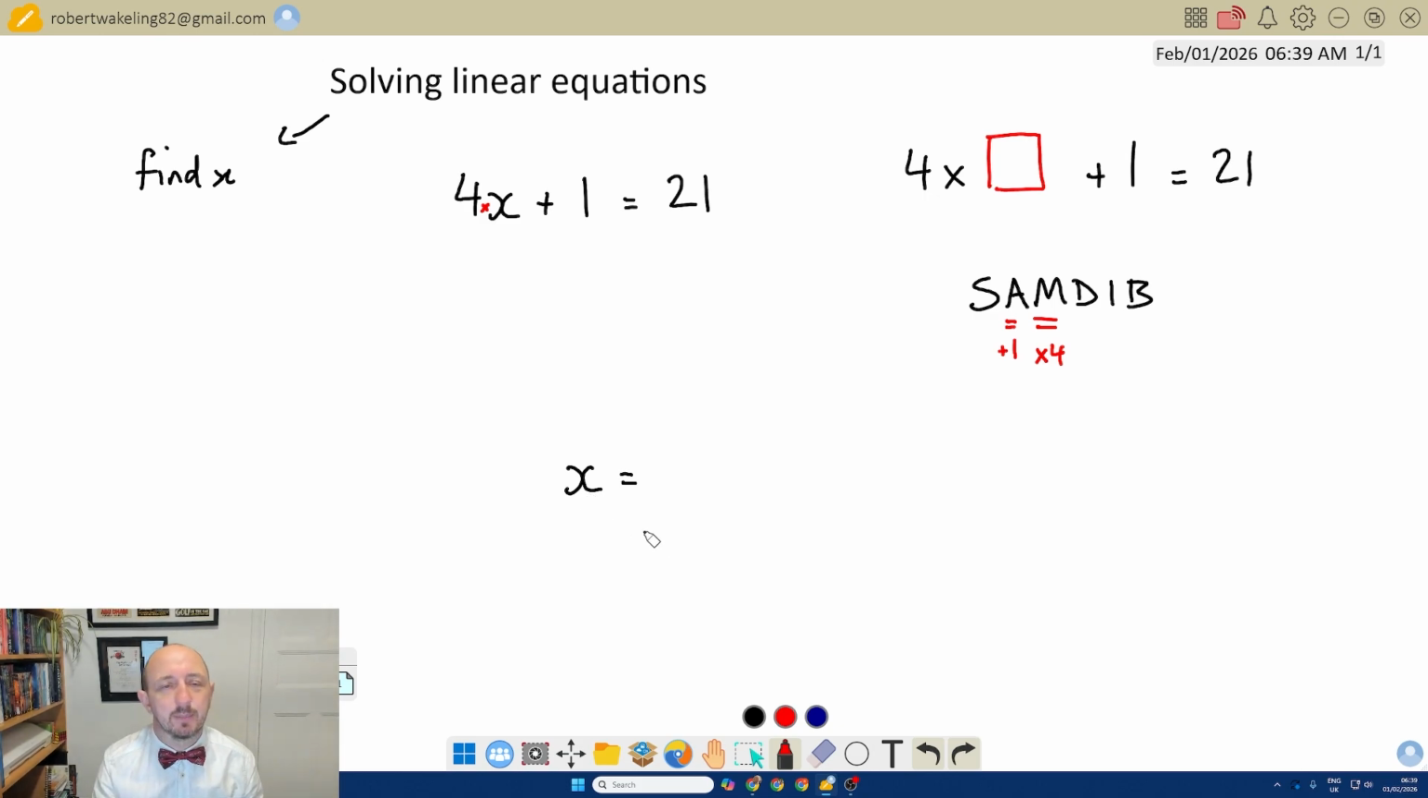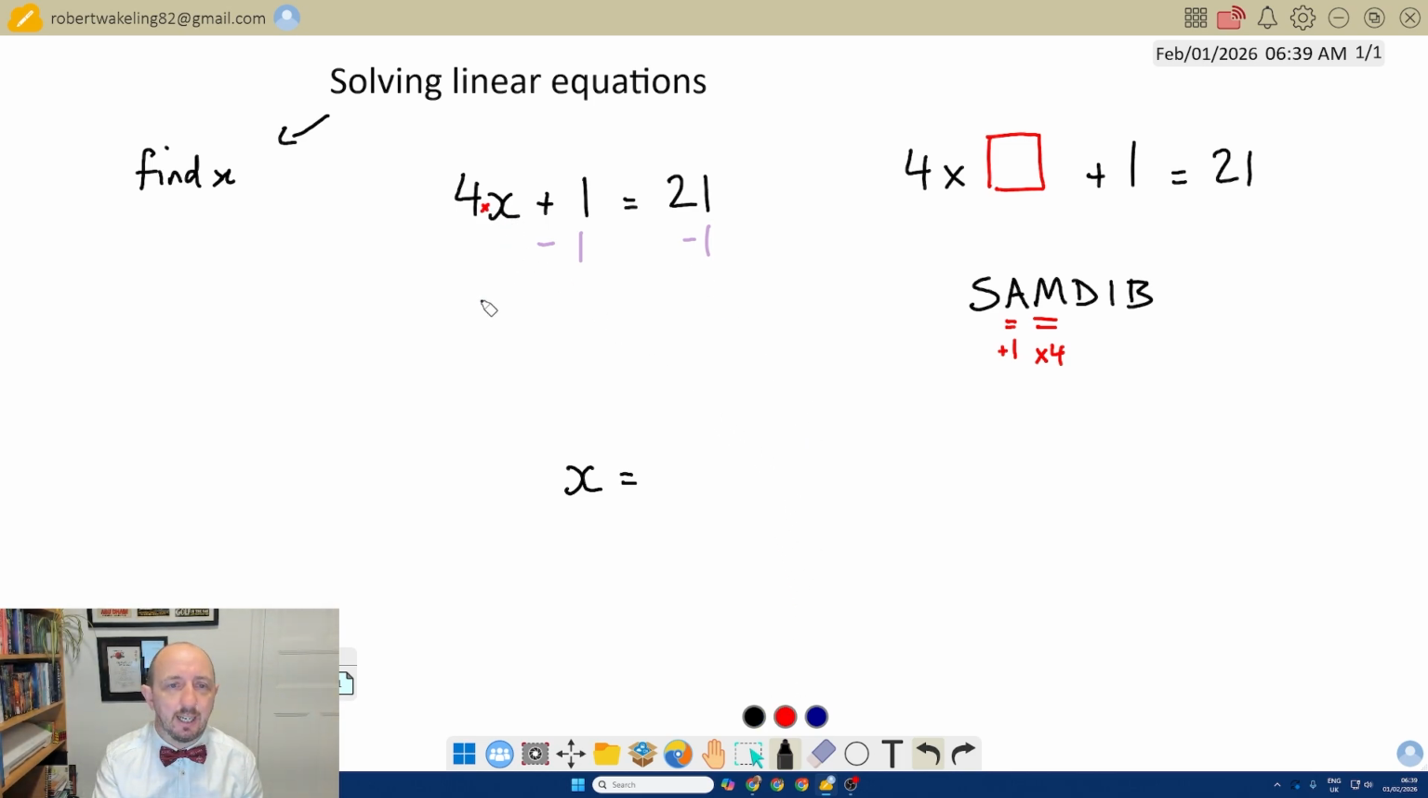We just want x. So the reason that I do this SAMDIB, this BIDMAS in reverse, is that we can attack this question using SAMDIB as our framework. Plus 1 comes first, left to right, plus 1. Let's get rid of this plus 1 by doing the opposite to both sides of the equals. The opposite of plus 1 is minus 1. So I'm going to do a little minus 1 on both sides of the equals. And let's see what happens.